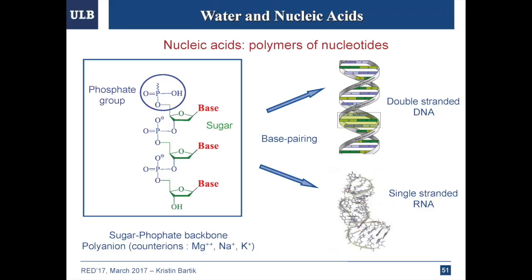And then you're going to have one sugar linked to another sugar by a phosphodiester bond. So you have these phosphate groups. So a phosphate group, a sugar, and a base, a phosphate group, a sugar, and a base. This is going to be the linear sequence of your nucleic acid, these different nucleotides, 4 possible bases in DNA, 4 possible bases in RNA, 3 are in common.